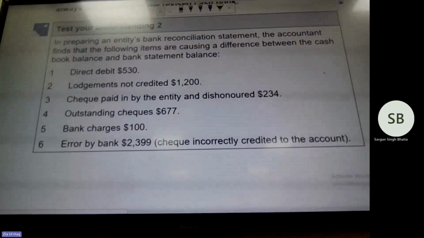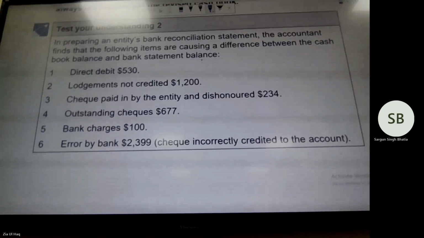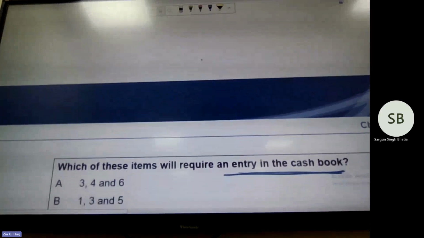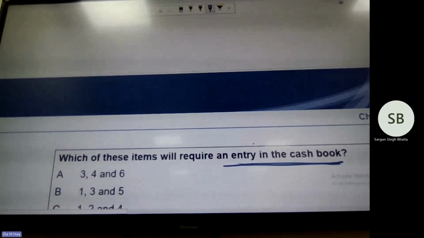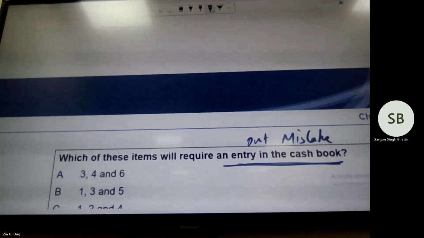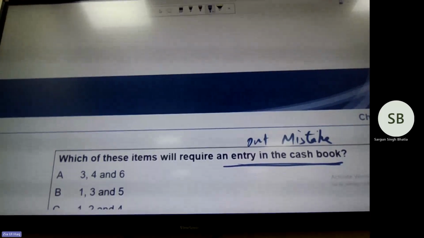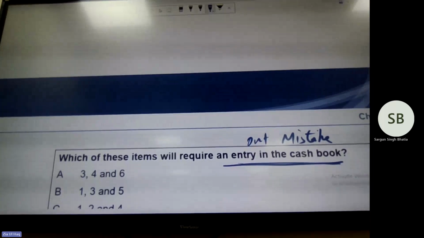In preparing an entity's bank reconciliation statement, the accountant finds that the following items are causing a difference between the cash balance and bank statement balance. We need to identify which entries should be adjusted in the cash book, which are relating to our mistake. Obviously, those three are not our mistake: unpresented, uncredited, and bank errors. Others would be our mistake.